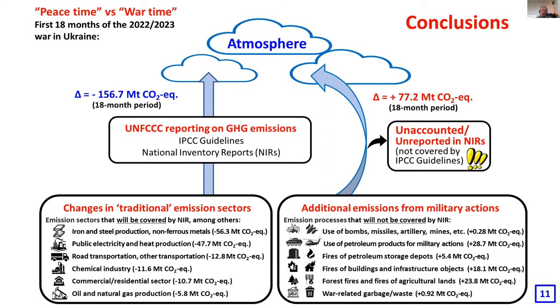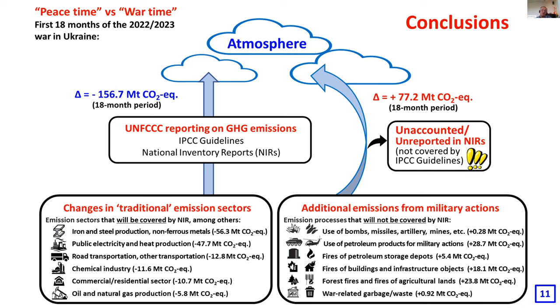This is a summary illustration. The current war fundamentally changed the structure and amount of emission in all sectors of human activity in Ukraine. In particular, emissions decreased in many traditional sectors like iron and steel production, public electricity and heat production, road transportation, chemical industry, shipping, aviation, etc. According to our estimate, the reduction in total pre-war emissions during the 18 months of the war is 156 megaton CO2 equivalent. But these changes go through statistical reporting and will therefore be reported in national inventory reports.